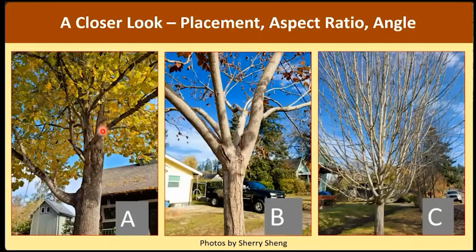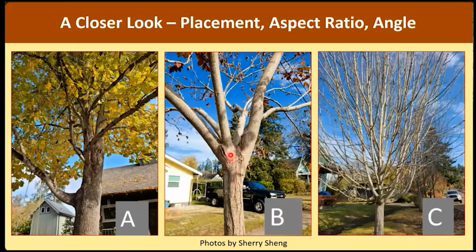Follow the pointer. Can you see the V here? This is the result of two branches of roughly the same size attached to each other, forming a very narrow angle. I know there is included bark here. So that is a problem area that needs to be fixed. Let's look at example B.